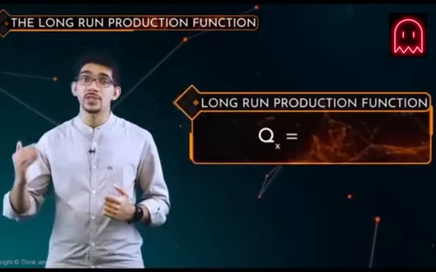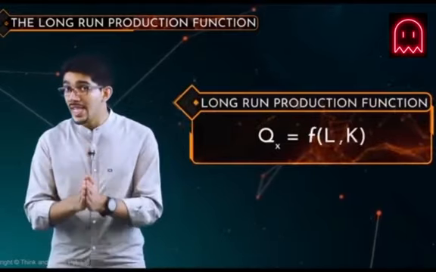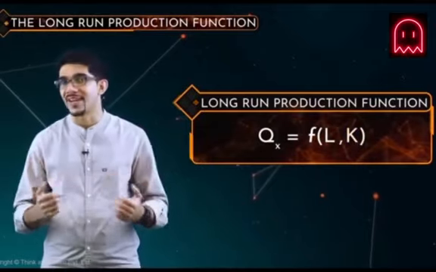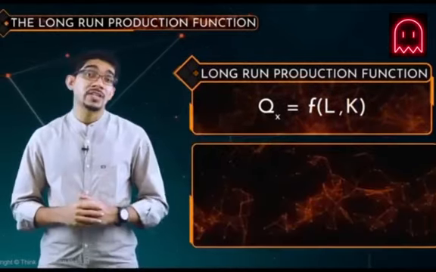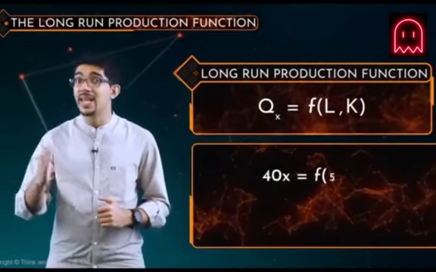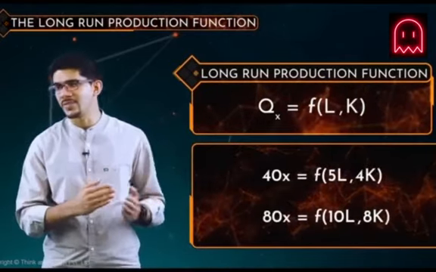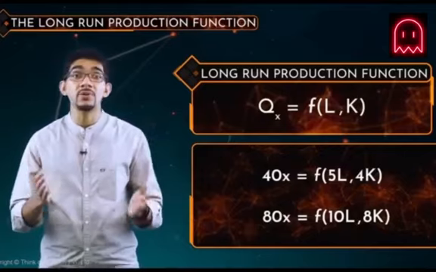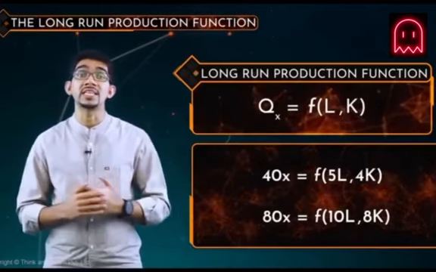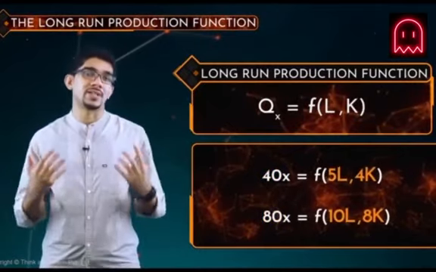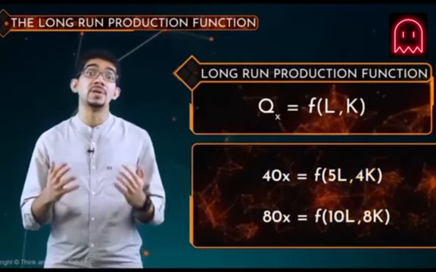Qx is a function of L and K. Note that here K is not indicated by K bar. Like L, it's a variable factor now. Let's say 40x is a function of 5L and 4K and 80x is a function of 10L and 8K. Since L and K are variable factors, output here is increased from 40 to 80 by increasing the input of both the factors. In fact, by doubling both the factors.